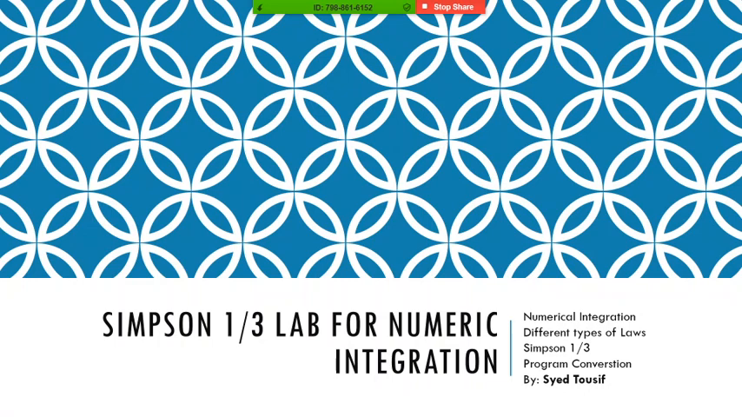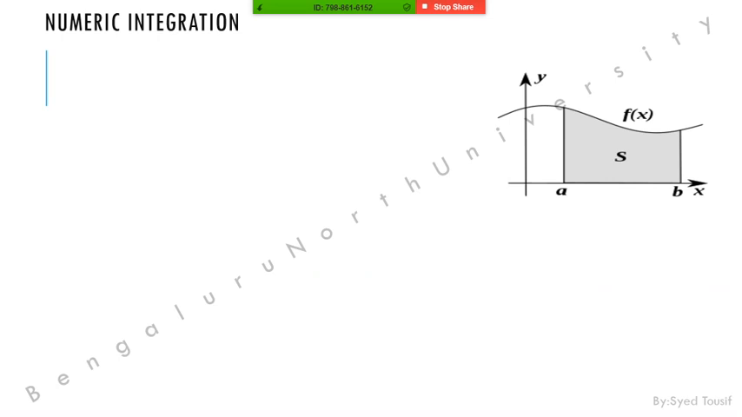First, what is numerical integration? Numerical integration is about a curve f of x along the x-axis direction. If any curve f of x is there, we want to get the area between two points a and b. We are going to calculate the area under the curve between a and b, and because of that reason we use numerical integration.